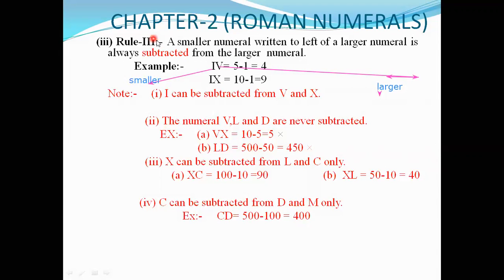Now, if we go to M, which is not in your syllabus, we can also write CM. So C can be subtracted from D and M only. In this way, 1000 minus 100, we get 900. In this way, we can form 900.